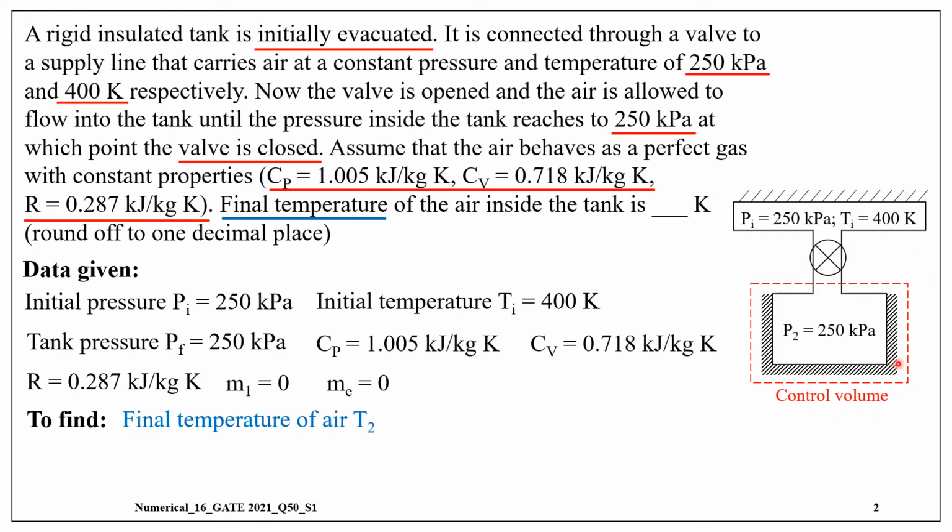The other one is a tank. Of course, in order to solve this problem, we assume a control volume over this tank. And the condition of the system, that is the control volume, are represented using subscripts 1 and 2. 1 is the initial state, 2 is the final state.